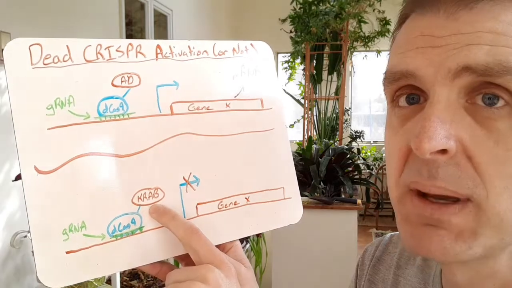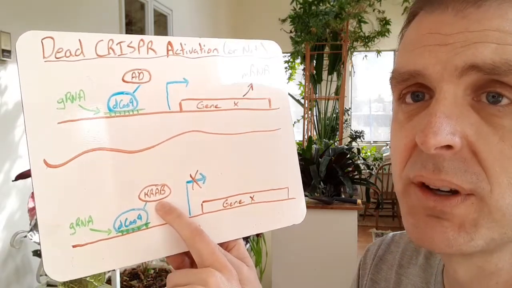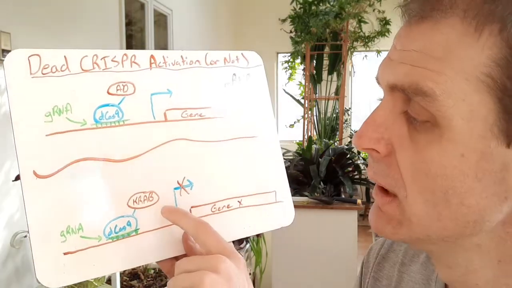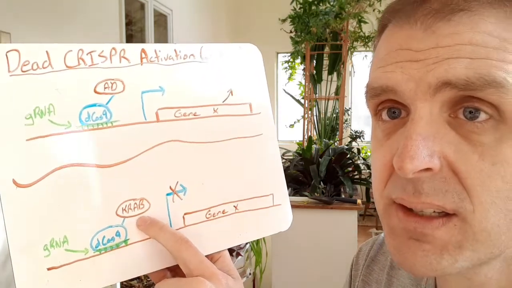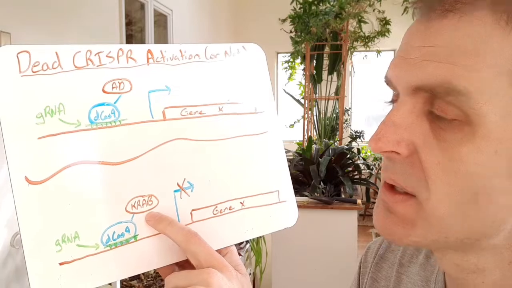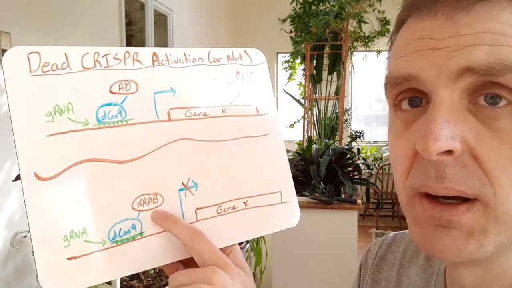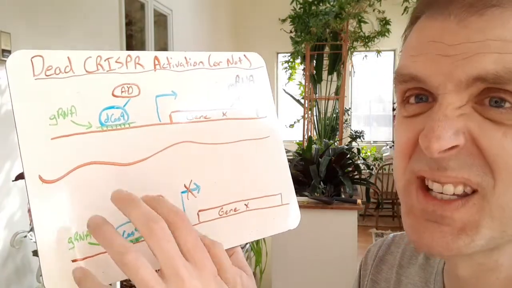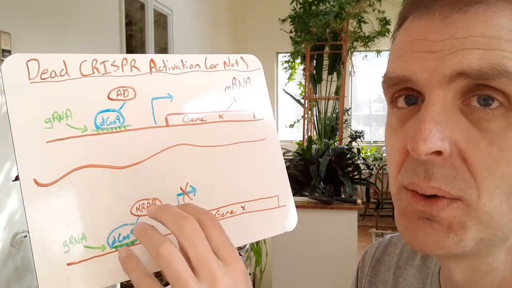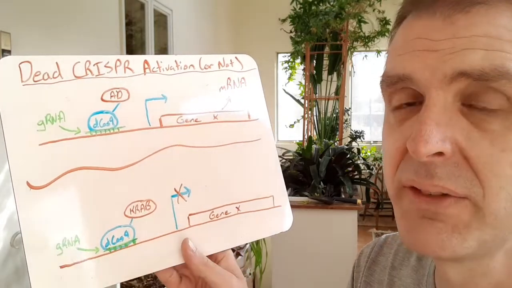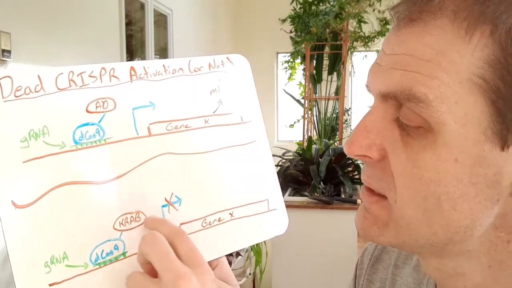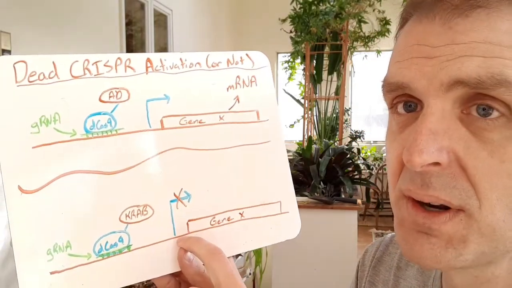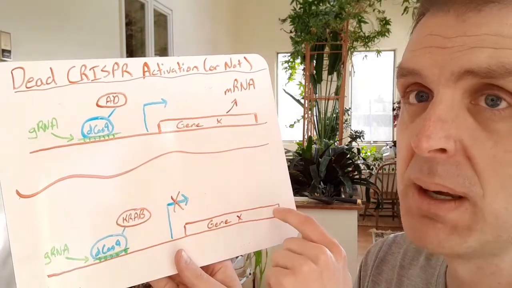I wrote KRAB because that's just an example of one of the repressors. It's Kruppel factor. But anyway, this is a repressor, and so it would not bring a polymerase in. Instead, what it does is it causes the DNA to condense a bit, so it even lessens the chance that a polymerase would get recruited. And so then you don't get transcription and you don't get the mRNA being made.